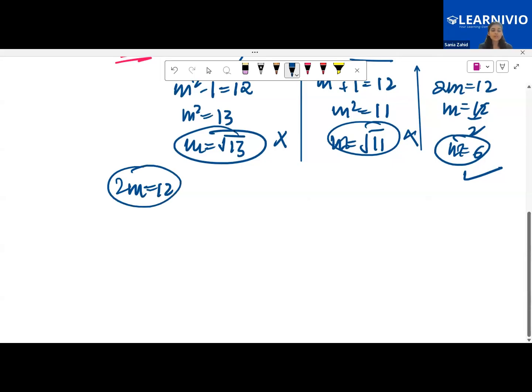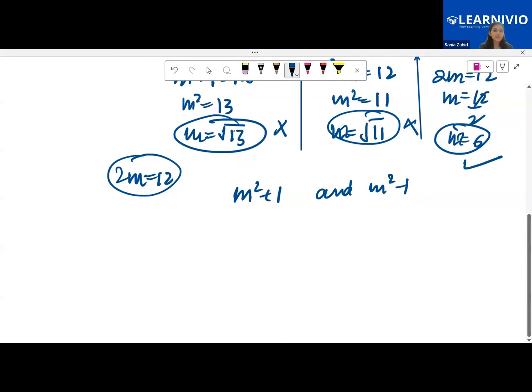Okay. Now, what are the other members? Other members are m square plus 1 and m square minus 1. So what I'm going to do is apply the value of m to both of these. Here also I'll put the value of m and here also I'll put the value of m. First I'll get 6 square plus 1. 6 square is 36 plus 1.